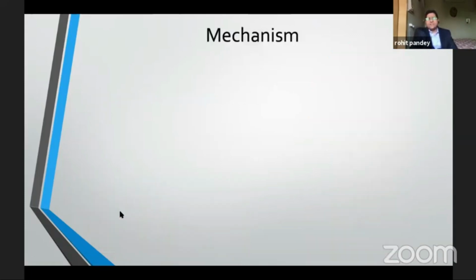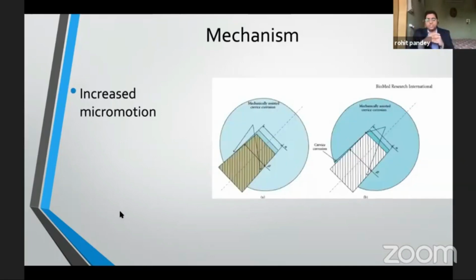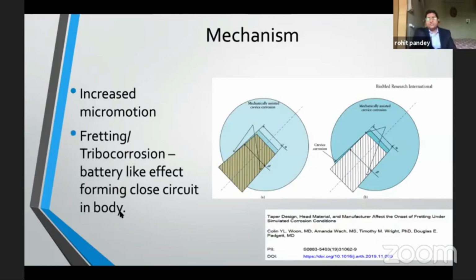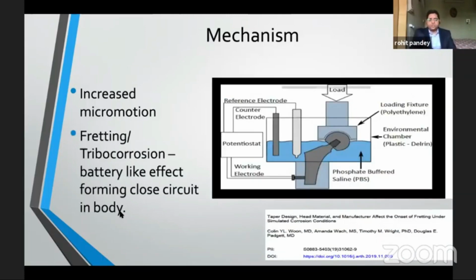What is the mechanism of it? As I told you, increased micro motion can be because of a mismatch of the taper and the femoral head. Another mechanism is fretting or tribocorrosion. To explain this, the body fluid with the passivation layer of the metal forms a closed circuit from which the metal ions are released, and that causes a hypersensitivity reaction and taperosis.